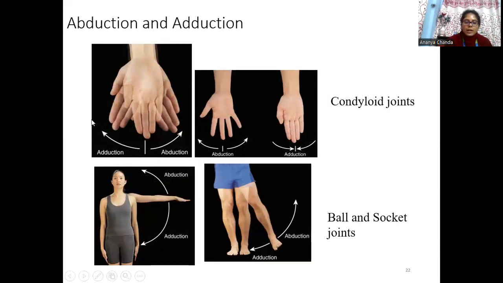So this is the abduction. This is the adduction. Suppose this is the midline. So what happens? Adduction is coming towards the midline. Abduction is going away from the midline. So in this case, this is the abduction and the adduction. Then this is the abduction and this is the adduction. And for the lower limb, this one is the abduction and this is the adduction.